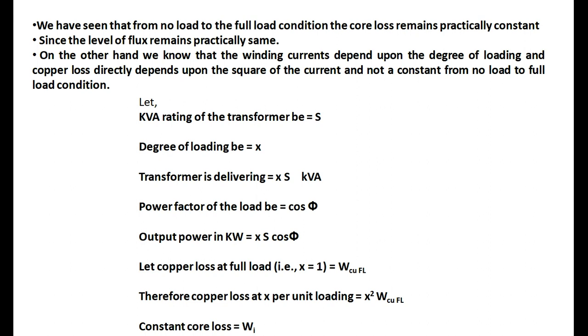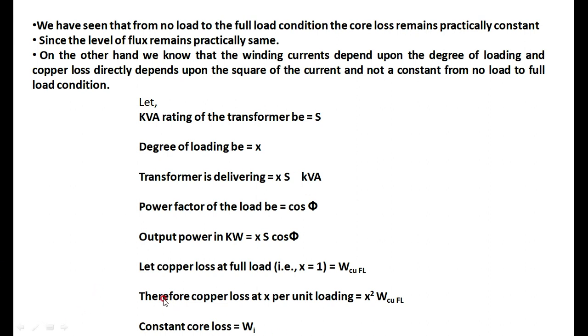Then what is the copper loss at half load? That is 1 square into 1, which is 1 watt. Full load copper loss is 4 watts, whereas the copper loss at half load is 1 watt. Means if the current is reduced by half, the copper loss is reduced by 1/4 times, that is, the square of the loading factor. The copper loss is reduced by the square of the loading factor.